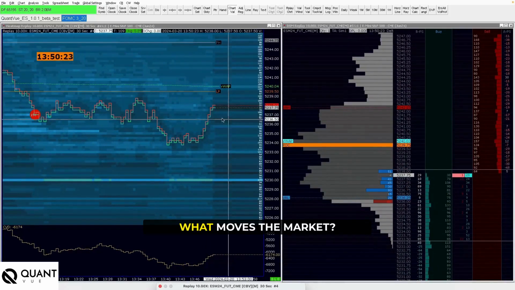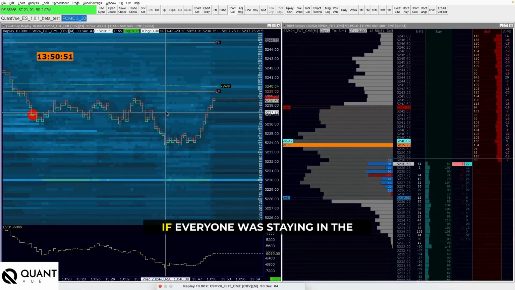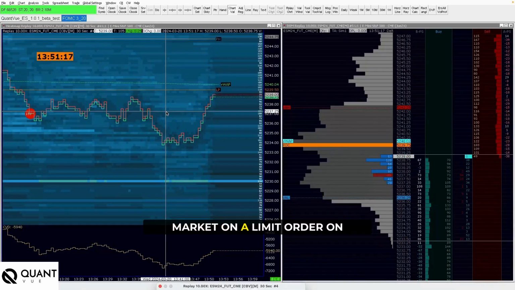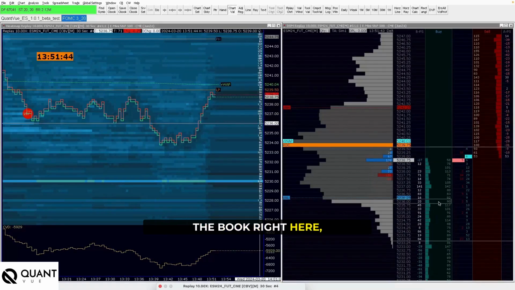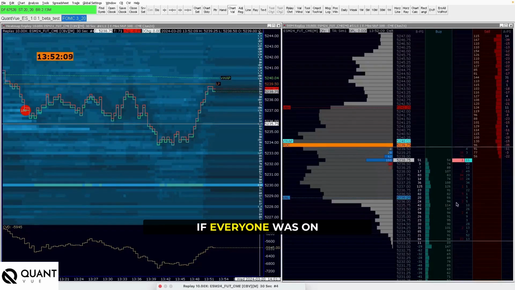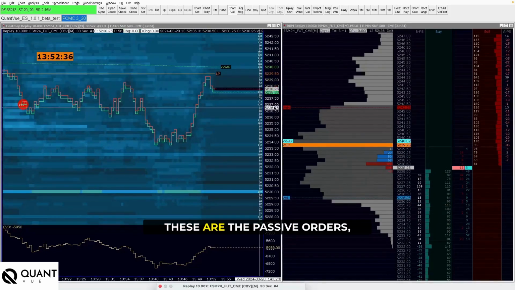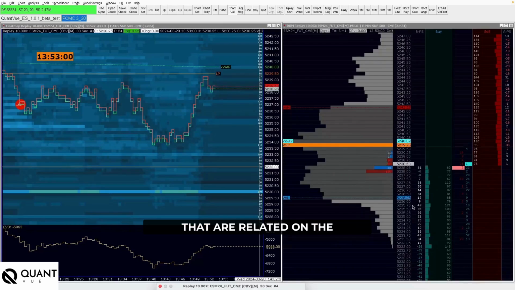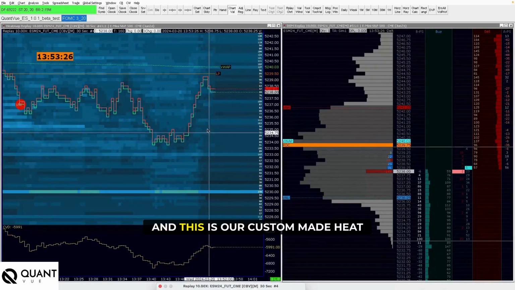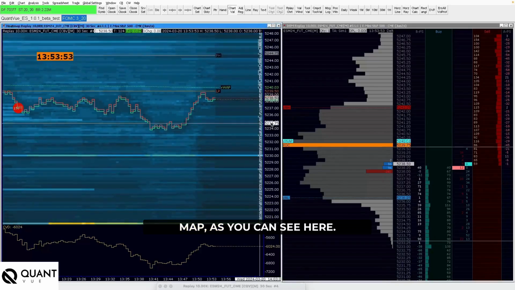So, first of all, what moves the market? Aggression does, okay? If everyone was staying in the market on a limit order on the book right here, the market would simply not move. These are the passive orders, as you can see here, on the DOM, and this is our custom-made heat map.